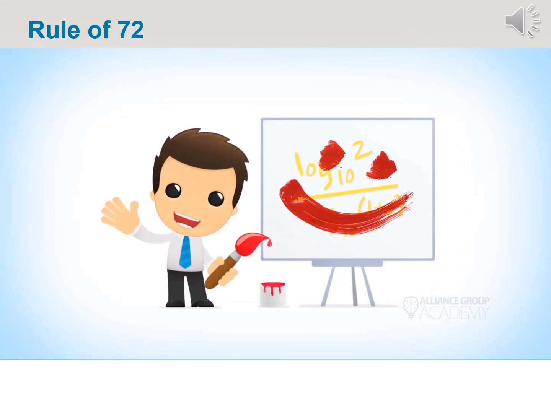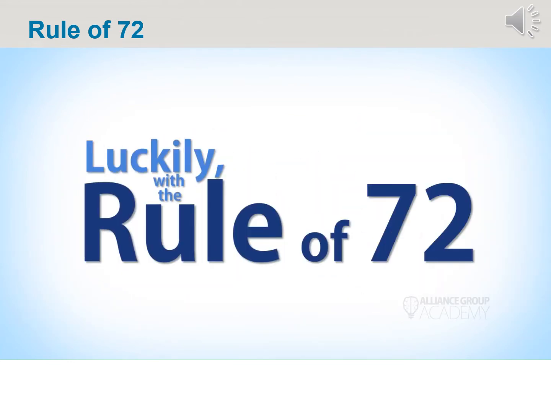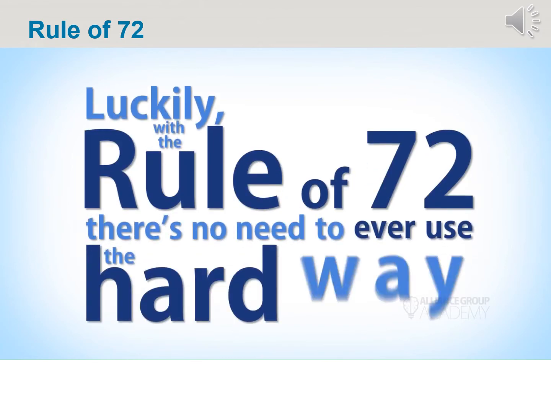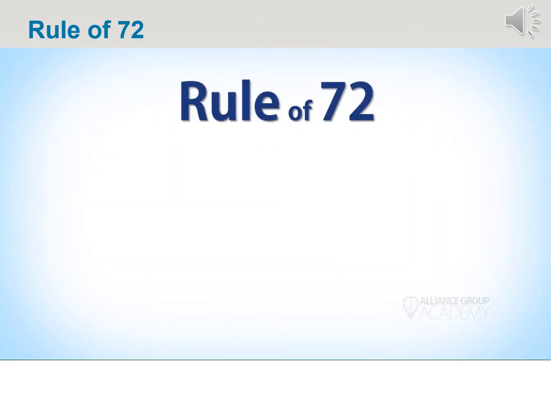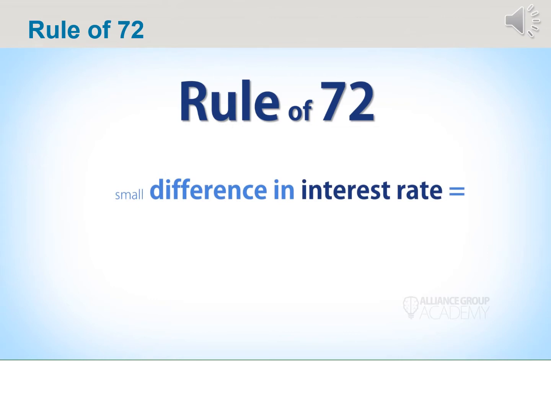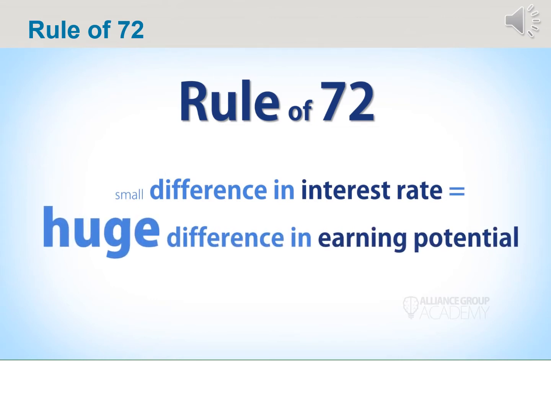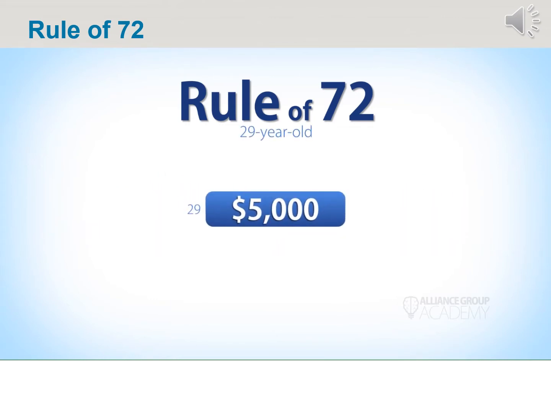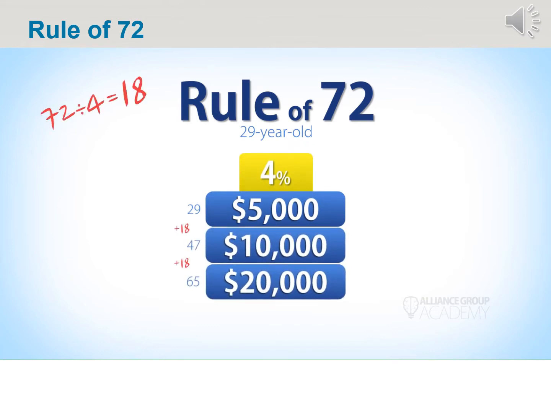That's very nice, Larry. Luckily, with the Rule of 72, there's no need to ever use the hard way. Using the Rule of 72, we can easily see how small changes in interest rate can make a huge difference in our earning potential. A 29-year-old earning 4% compounding interest can expect his account to double twice by the time he's 65.